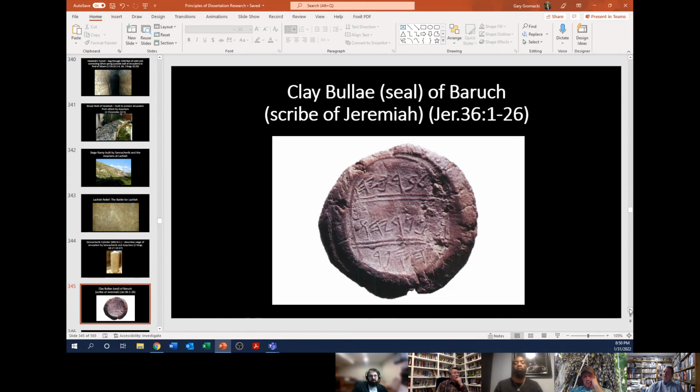The clay bulla, or seal of Baruch. We saw one of the pseudepigraphal books called Baruch. Baruch is the scribe of Jeremiah. He's described there in Jeremiah 36. They would have a signet ring that they would impress into clay, and that would be their seal, right? And so this is the clay bulla. The bulla is a discovery that's pretty small, but it has the seal from the ring of Baruch.